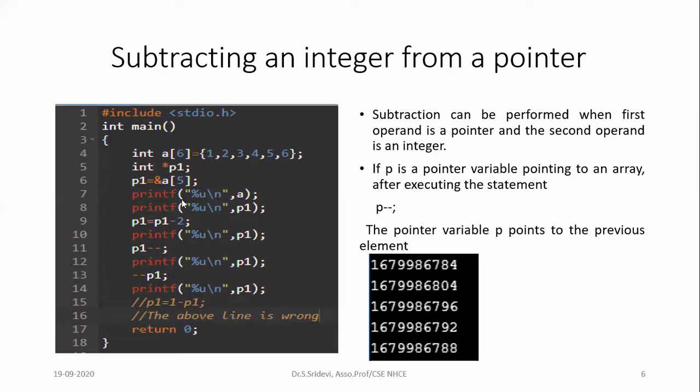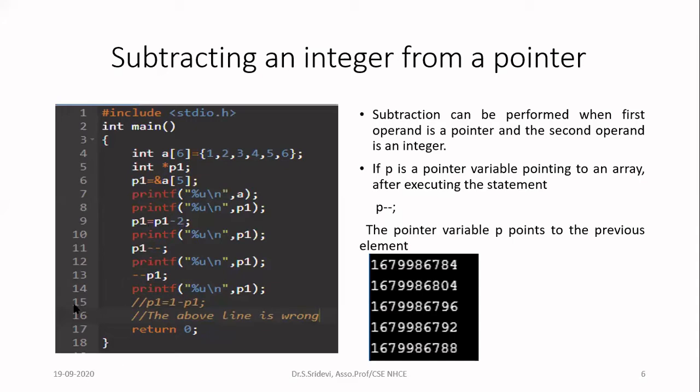Remember, in case of addition, if P1 is a pointer, you can give P1 plus 1 or 1 plus P1, but you cannot give P1 plus P2. You cannot add two pointers directly. In case of subtraction, if P1 is a pointer, you can write P1 minus integer. You cannot subtract a floating point value from a pointer. Whether addition or subtraction, you can do it only with integer constants, not floating point constants. And you can perform P1 minus 2, but you cannot perform 2 minus P1.